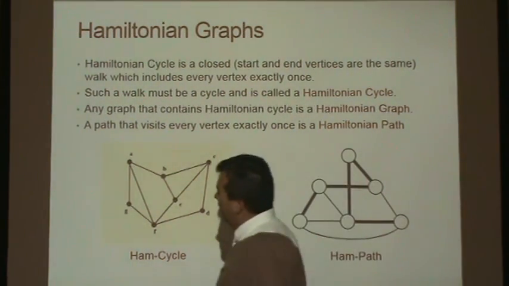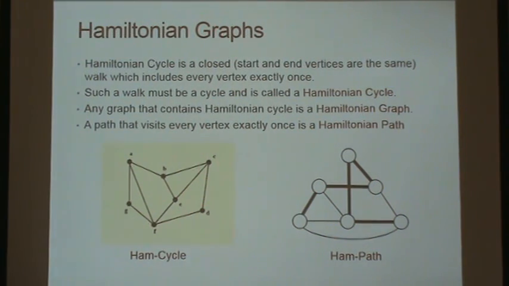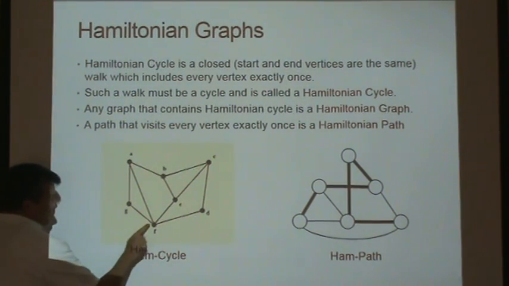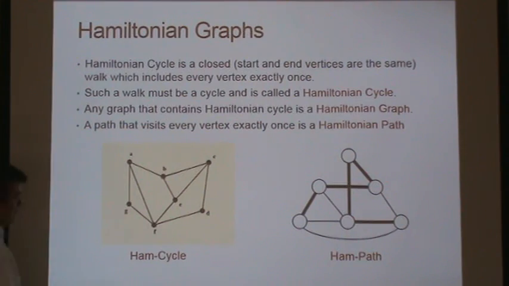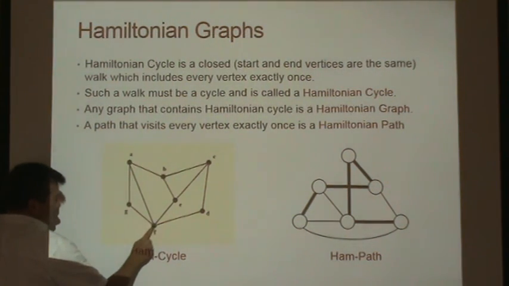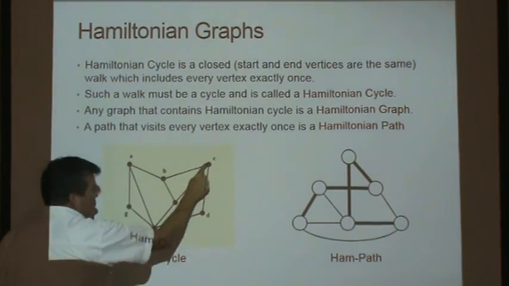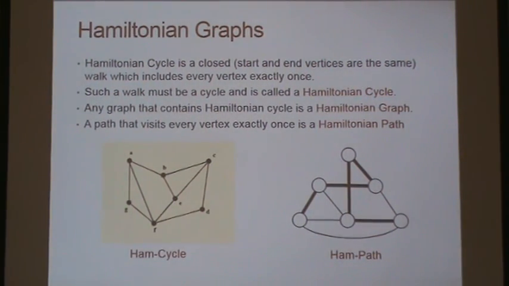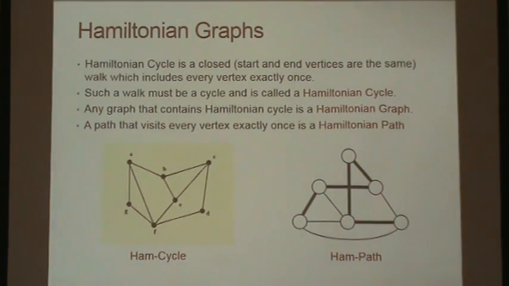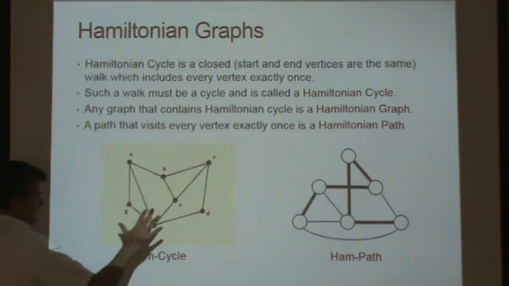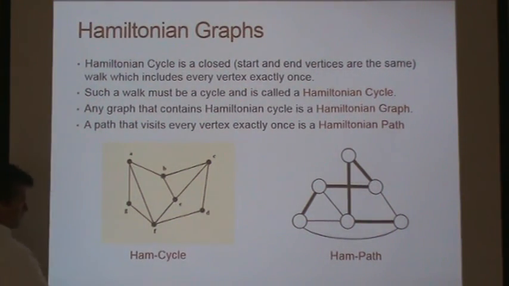And then one side definition would be a Hamiltonian path. That's where you start at one vertex, you visit every vertex, but you don't have the rule that you have to finish at the one you started. So for example, this graph is Hamiltonian because it contains a Hamiltonian cycle. The Hamiltonian cycle is in red. You can see the difference between the red and the black. Let's say we started at F, goes like this. So we hit every vertex and finished at the point where we started. So this would be considered a Hamiltonian graph because it contains a Hamiltonian cycle.